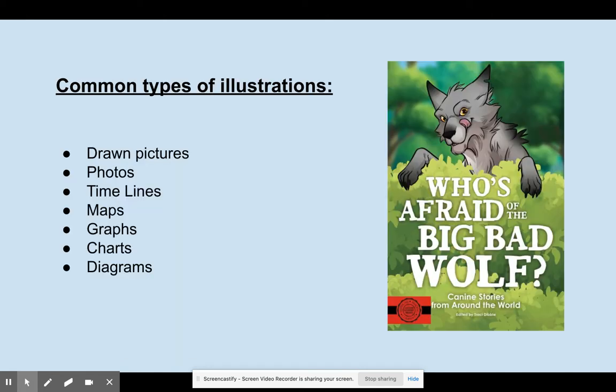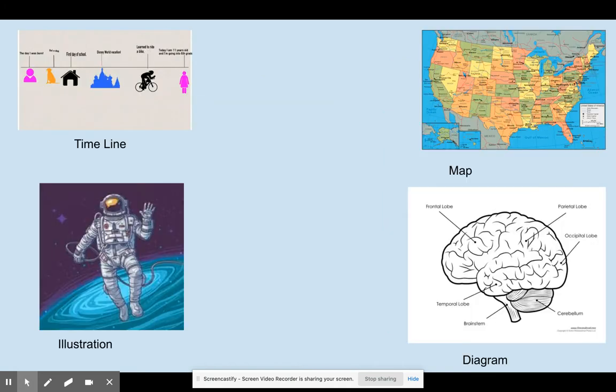a story. So these are the common types of illustrations that we've seen: drawn pictures, photos, timelines, maps, graphs, charts, diagrams. Now, I know that we've seen a lot about diagrams because we learned a lot about those during our bug unit, and we know a lot about maps and timelines and photos through a lot of our social studies weeklies. But we haven't seen a whole bunch on charts and graphs. So I have a little bit of an example of each of those to go over with you guys.